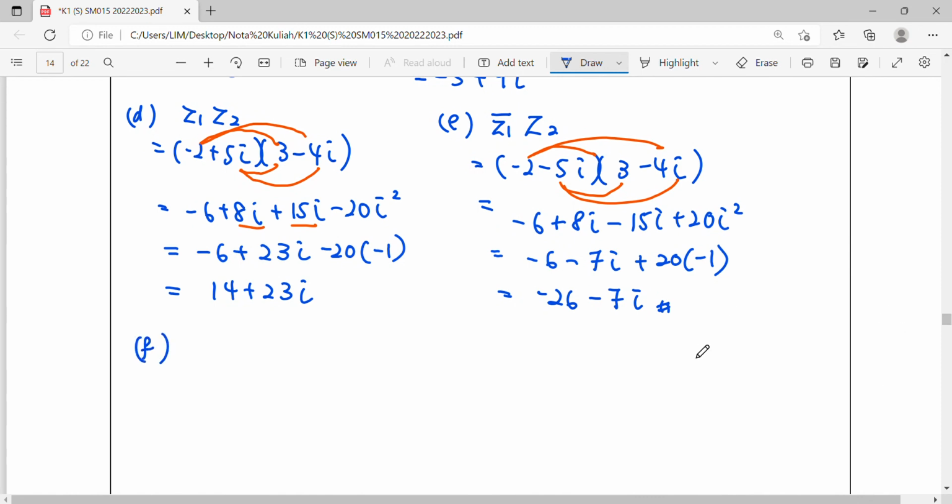So F, last question. Conjugate of multiplication Z1 and Z2. As we know, Z1 and Z2 we already operated. We already found it in our question D here. So they want us to find the conjugate of 14 plus 23i. So the conjugate of this complex number will give you 14 minus 23i.